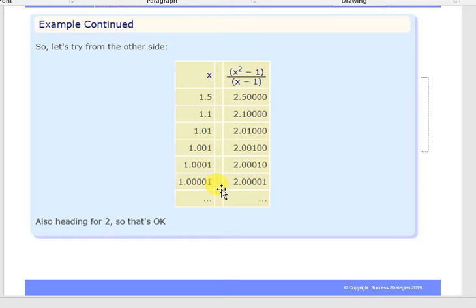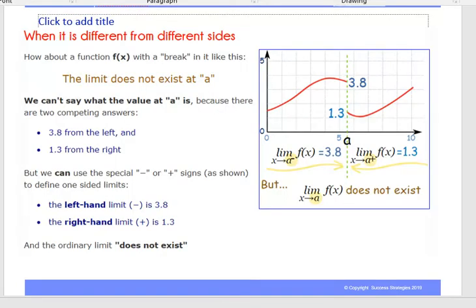Now mind you that this is an indeterminate form. So later on in this chapter we will learn a very important rule to solve this type of function, which is an indeterminate form. But as of now, let us move to the next slide.